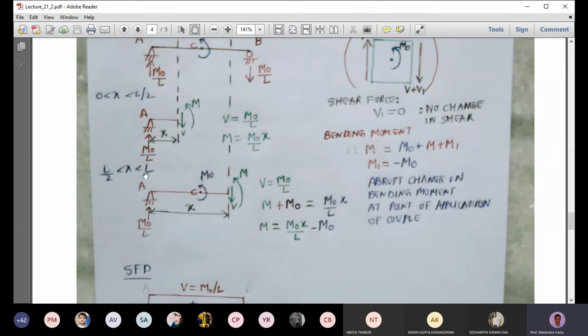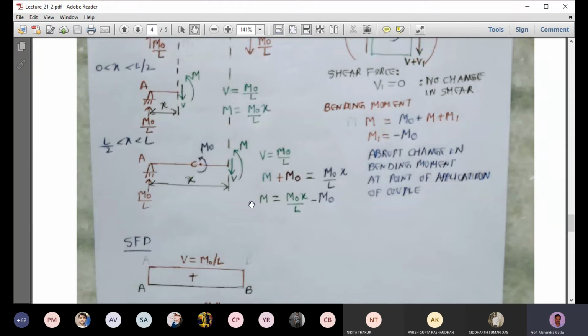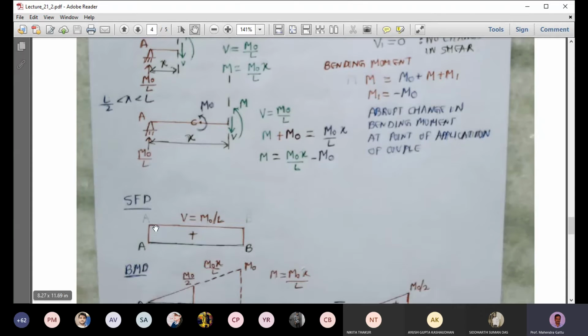So when x lies between L by 2 and L, we'll have to plot that equation. So what we'll do with this information, we'll draw the shear force diagram. So between 0 to L by 2, the shear force is m naught by L, and between C to L, that is L by 2 to L, it is also m naught by L. So the shear force diagram is positive, and it is a horizontal line above the axis. So V is equal to m naught by L.